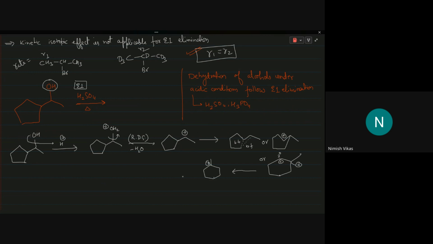Now, what is the last step of the E1 elimination? Removal of the beta hydrogen. Now it has 2 beta hydrogens, let's say HA beta hydrogen and HB beta hydrogen. Tell me, removal of which hydrogen will produce the major product?